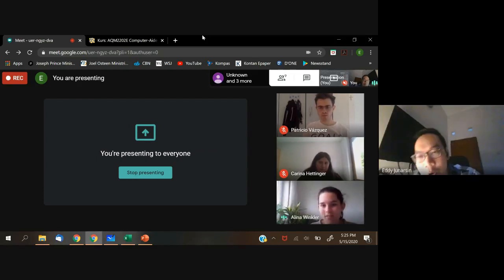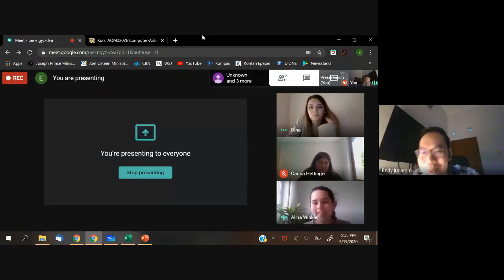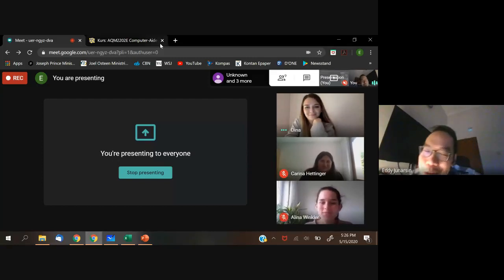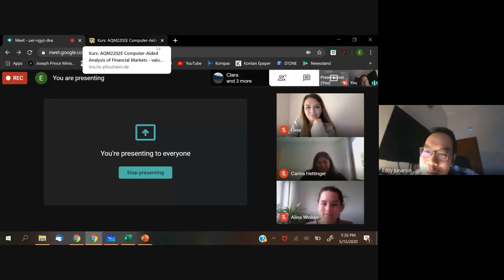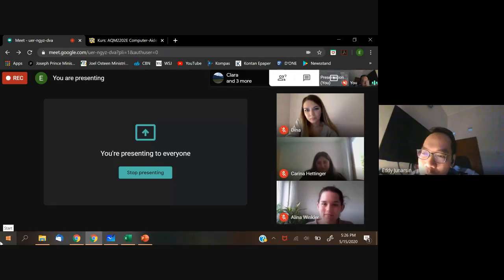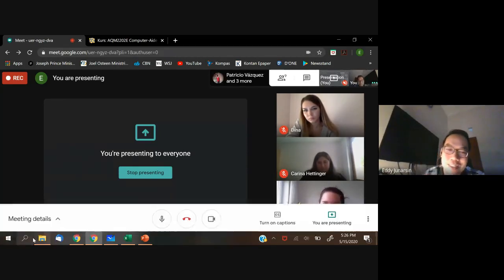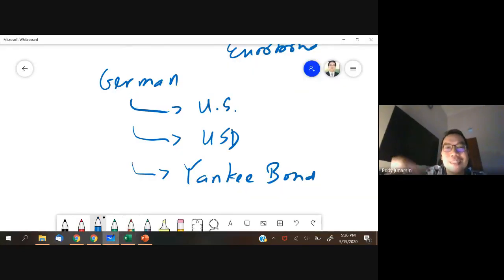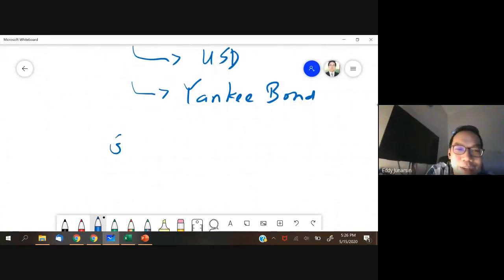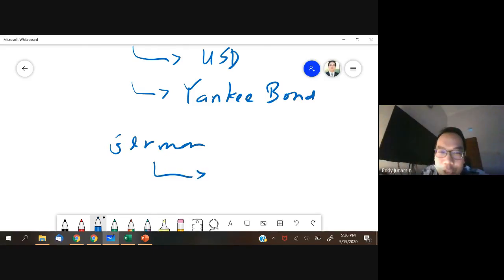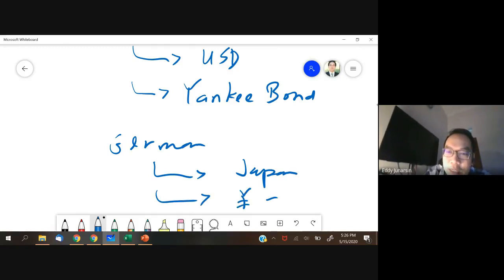German bond? Eurobond. Yes, Eurobond. But if you go to Japan, you're a German company, and you issue a bond in Japanese yen. Do you know the name for this? It has a special name. Whatever nationality the company is, if you go to Japan and issue a bond in Japanese yen, the name is Samurai Bond.